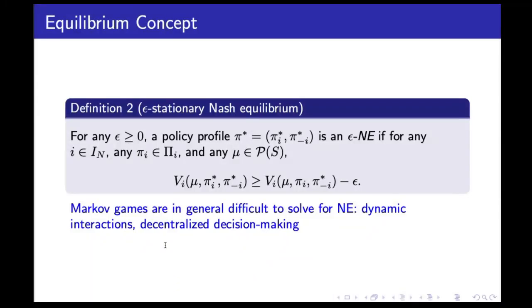The Nash equilibrium concept we are considering here is a stationary Nash equilibrium. We are given this profile, and whenever you change your own policy, you cannot get a better value function. In Markov games, because of the underlying state transitions, dynamic interactions, and possibly decentralized decision-making, it's actually very hard to solve for this kind of Nash equilibrium.